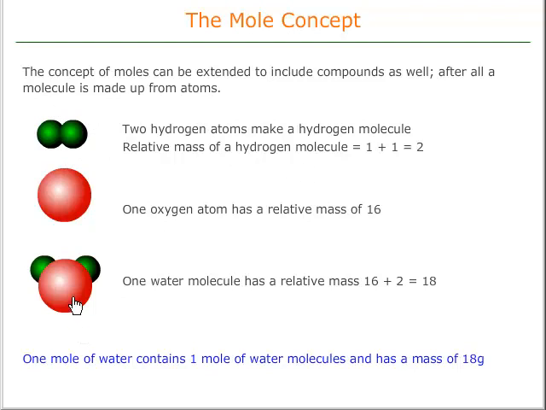Water is made up of an oxygen atom and 2 hydrogen atoms. It's got a relative mass of 16 from the oxygen and 2 for the 2 hydrogens. It's got a relative mass of 18. It's 18 times heavier than 1 hydrogen atom. And so if we were to have 1 mole of water molecules, it would have an actual mass of 18 grams. 1 mole of water contains 1 mole of water molecules and has a mass of 18 grams.